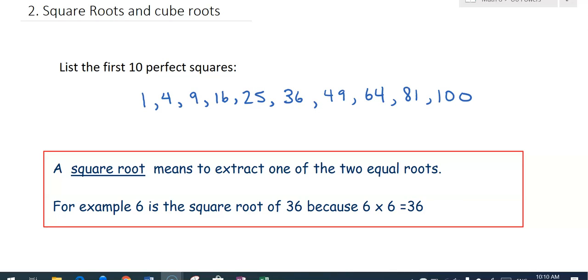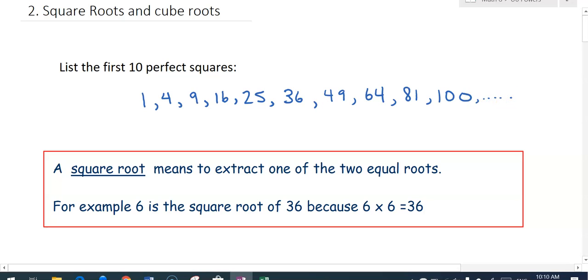In today's lesson, we are going to look at square roots and cube roots. In the previous lesson, we learned and discussed what a perfect square and a perfect cube is. And so I've listed my first 10 perfect squares here, right? 1 is the first, 1 times 1, 2 times 2 is 4, 3 times 3 is 9, 4 times 4 is 16, and so on. And I've listed the first 10, but this, of course, continues on infinitely.